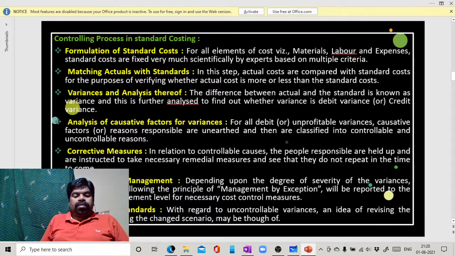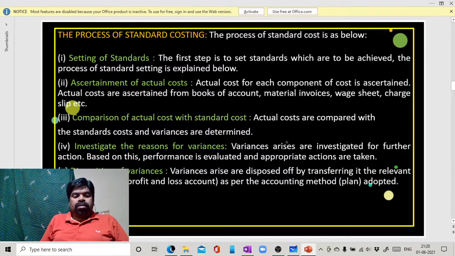And next one, the process of standard costing. The process of standard cost is as below. Setting of standards. First one, setting of standards. The first step is to set standards which are to be achieved. The process of standard setting is explained below. Setting of standards is the most important.